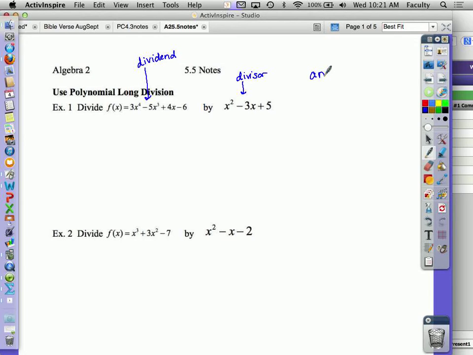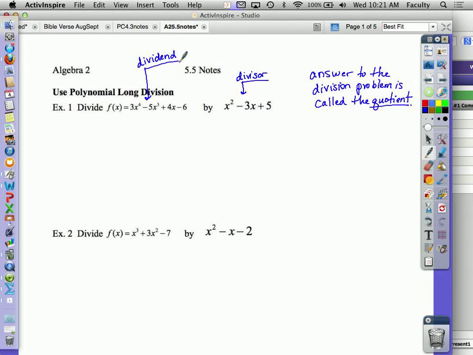And the answer to the division problem is called the quotient. Now you learned all this back in 3rd or 4th grade, but now we're going to extend it to polynomials. We're going to take it up to the Algebra 2 notch.